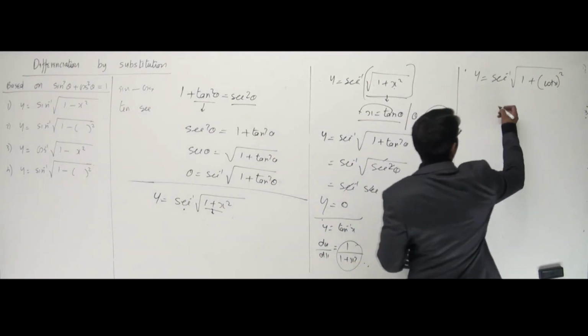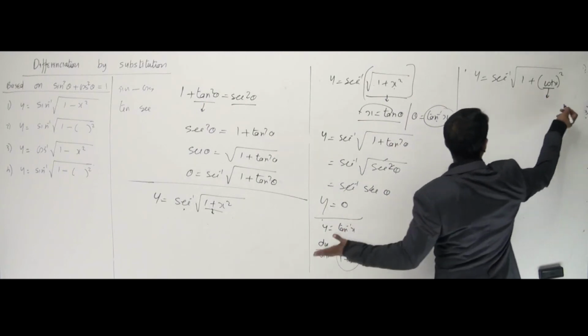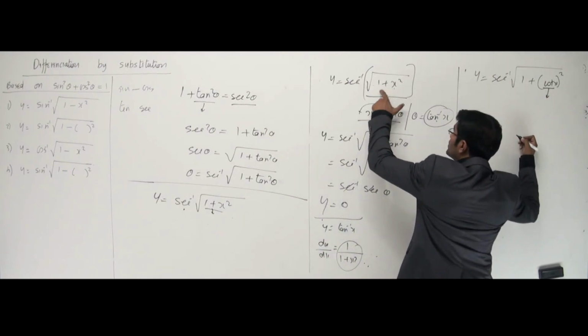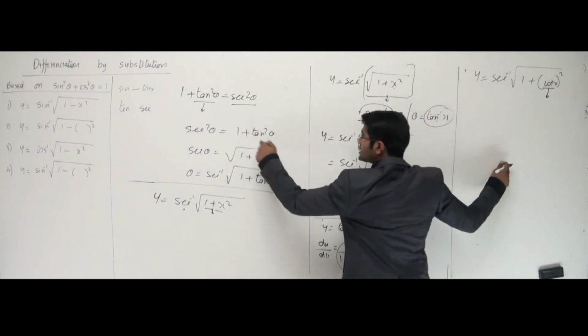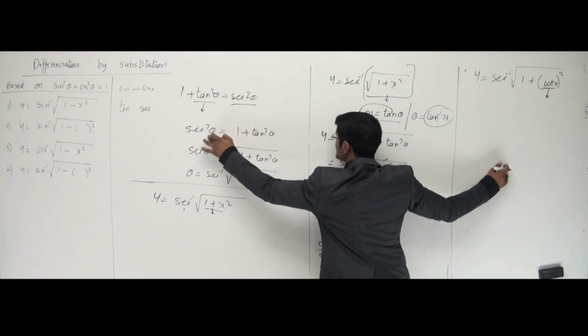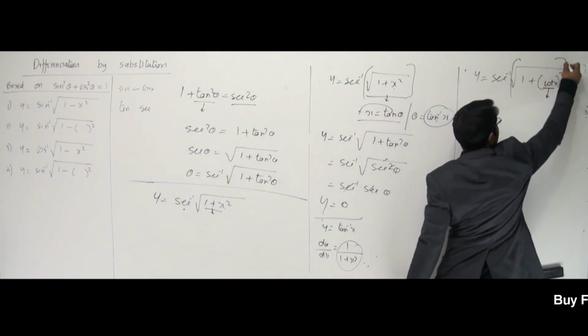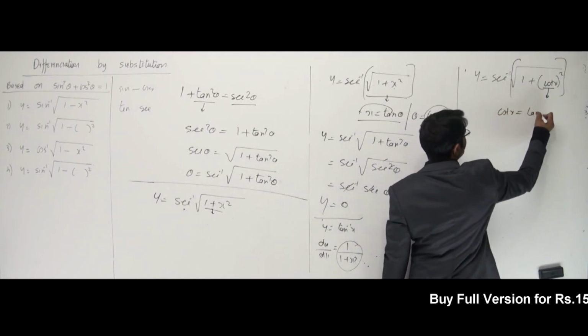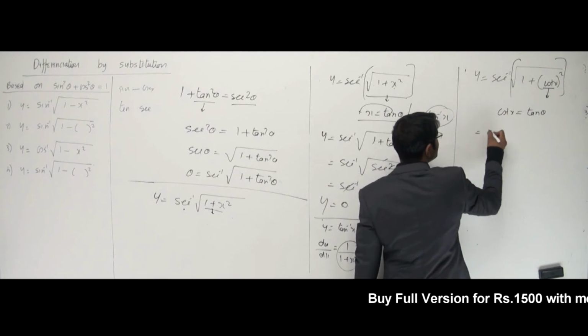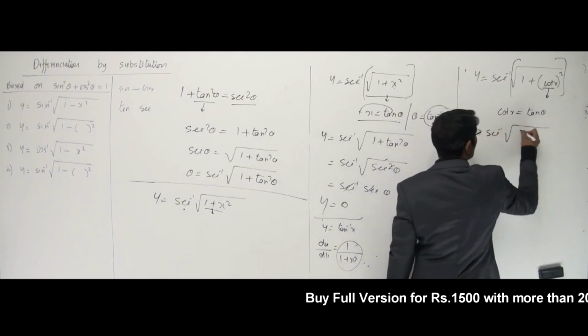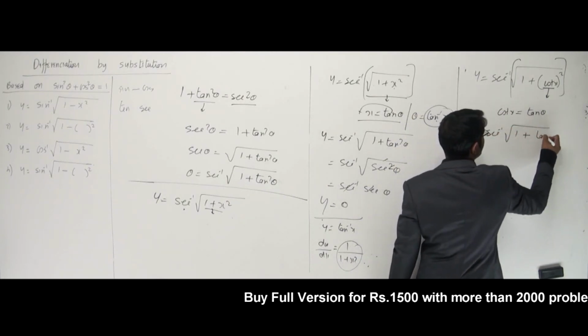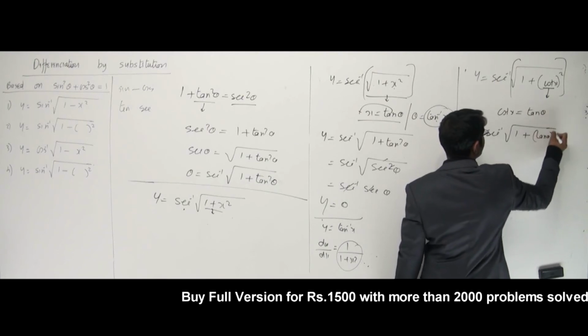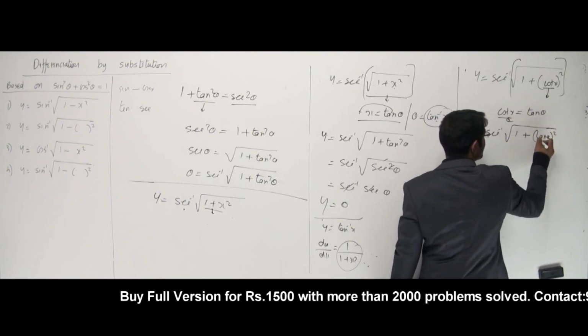If it is cot x, now what happens? I need to take this guy to be tan all the time, because this has to be 1 plus tan squared only, because I want the whole thing to become secant. So I'll take cot x as tan theta. So what happens to my problem? That is secant inverse of root of 1 plus tan theta the whole squared. So cot x was replaced by tan theta.